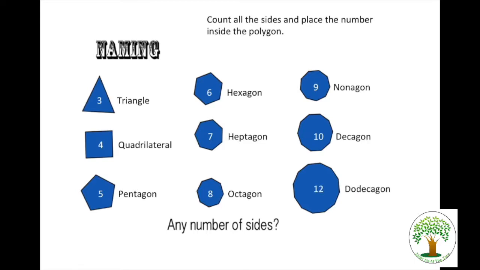Now after we get up to 12, most of the time we don't keep naming them. Some of them do have names, but it's just easier if we just name them by their number of sides. For example, if a 13-sided figure, we would change that n to a 13 and we'd call it a 13gon. Kind of boring, but if it had 15 sides, we'd call it a 15gon, and so forth.